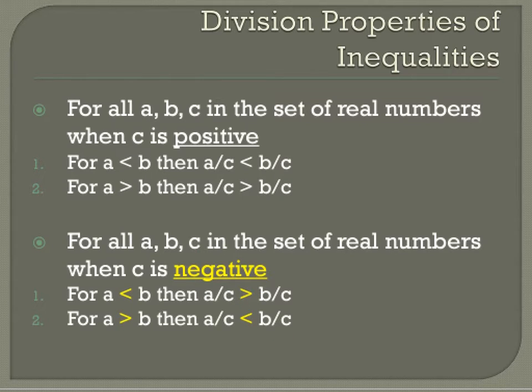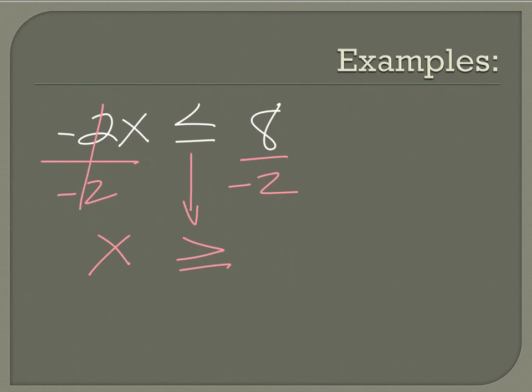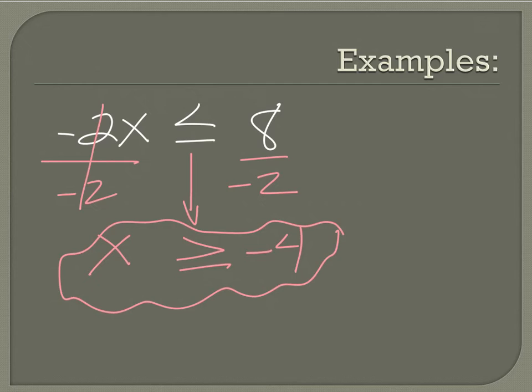So I'm going to show you one on the next page. My example is, I want to solve negative 2x is less than or equal to 8. You all know if this was an equal sign, you would have to divide both sides by negative 2. Well, same thing. So I'm going to divide both sides by negative 2. As soon as I do that, I flip the inequality symbol. x becomes greater than or equal to negative 4, because 8 divided by negative 2 is negative 4. So that's the difference. If you multiply or divide by a negative when you're solving, you have to flip the inequality symbol. That's all there is to it.